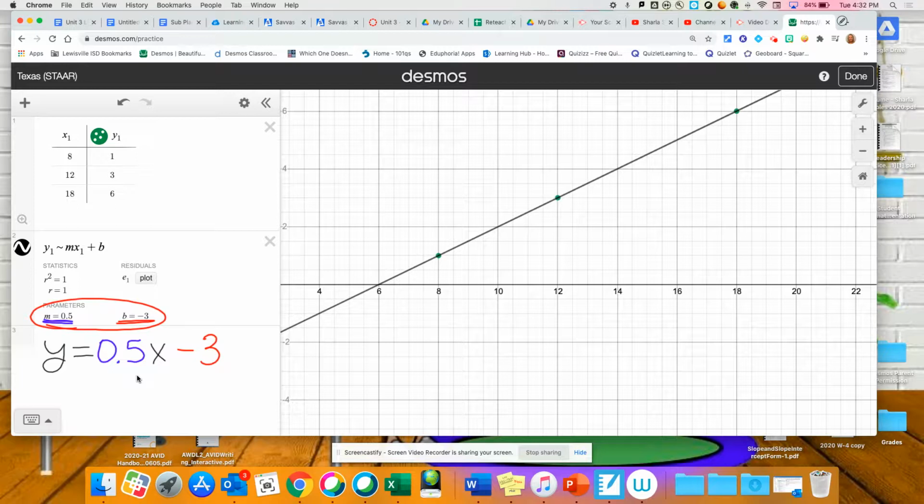Now, when you're doing this, make sure that all of your letters are lowercase and not capital, because all of these letters are lowercase as well.